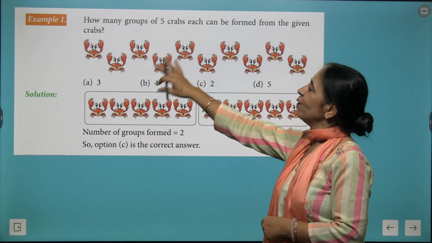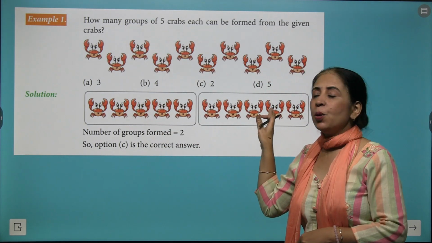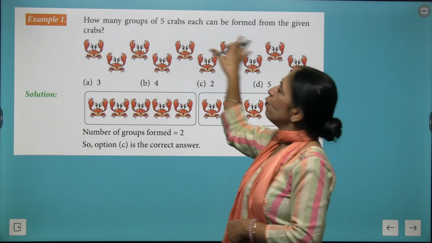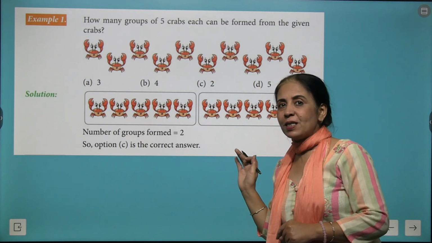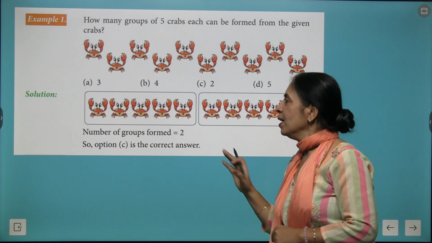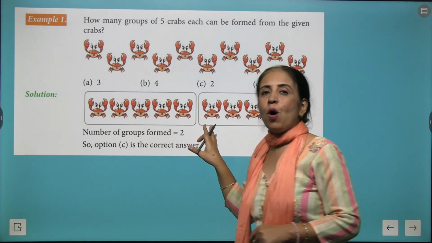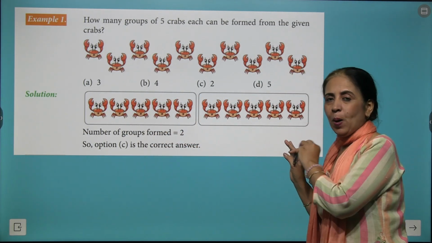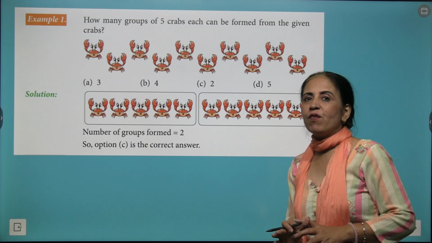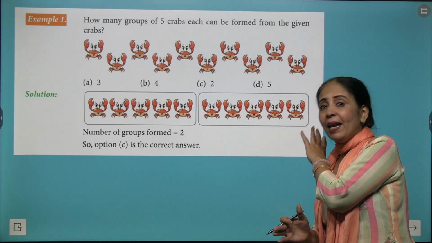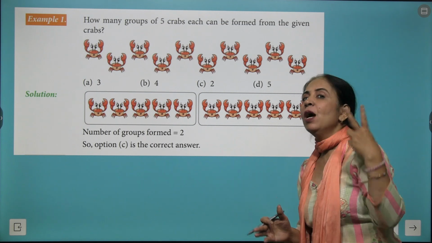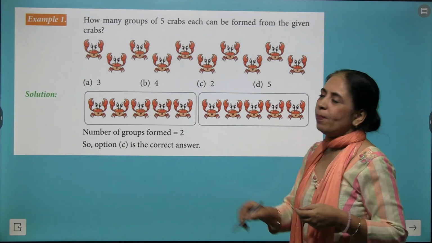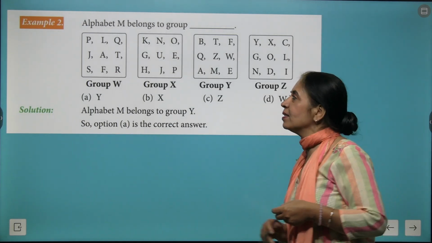I believe it's going to convert you into great mathematicians. Here we have 10 crabs and you have to make groups of 5 crabs each, and you want to see how many groups you can make. Shall we begin? So first group of 5 crabs, and then you are left with another 5 crabs. We put them in another group. So how many groups are formed? We say 2 groups are formed, and C is your right answer.